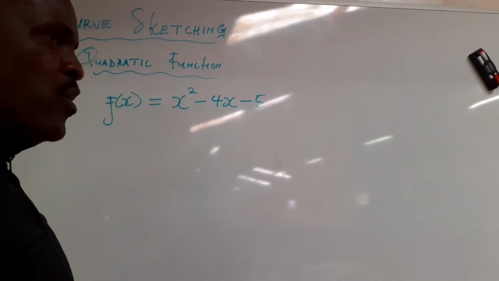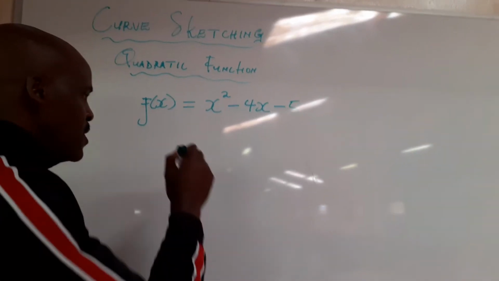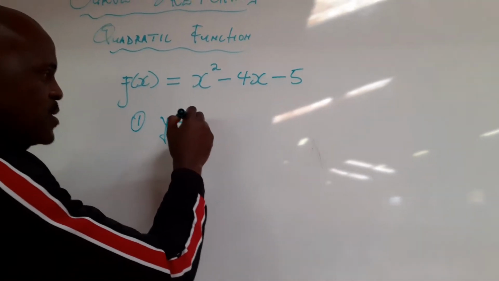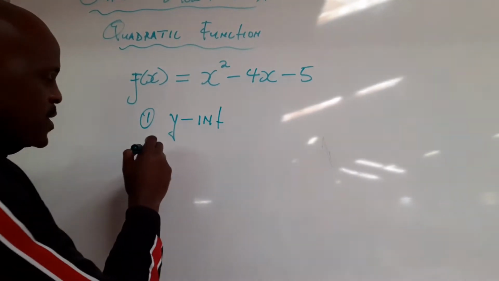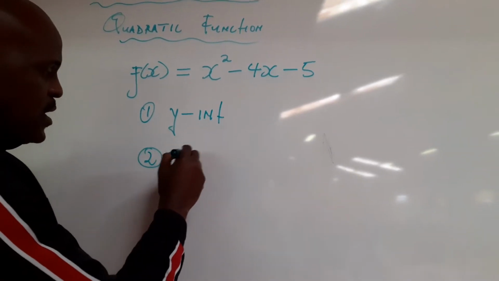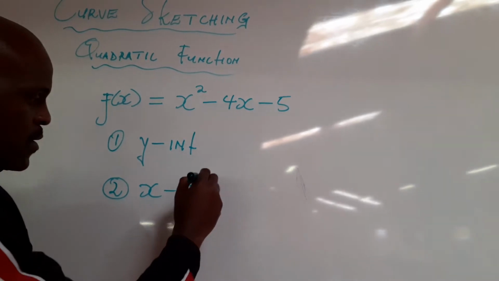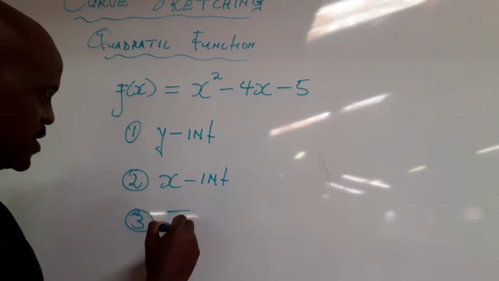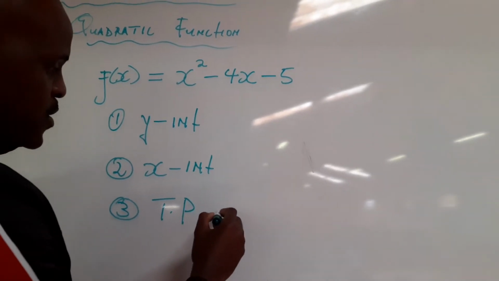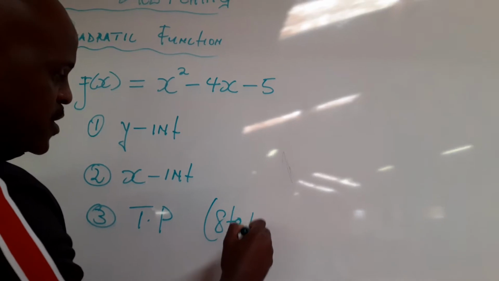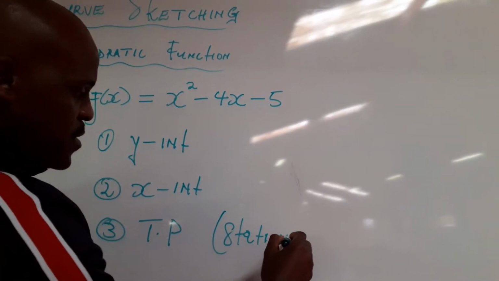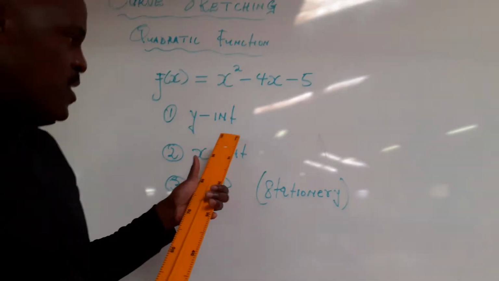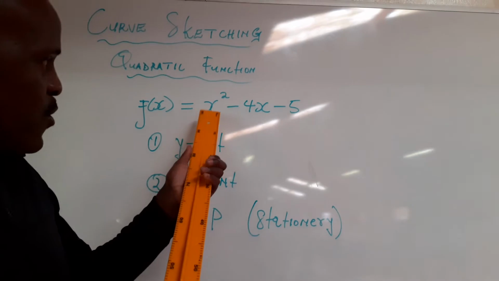We need the following points to sketch a function. The first point will be our y-intercept. The second point is the x-intercept. The third point is the turning point, or the stationary point. Right. These are the points that we need in order for us to sketch a quadratic function.